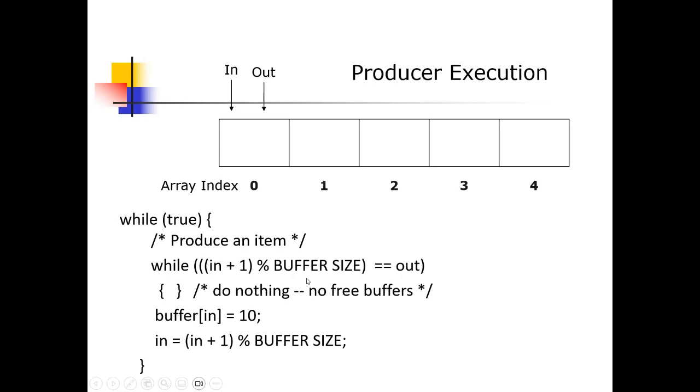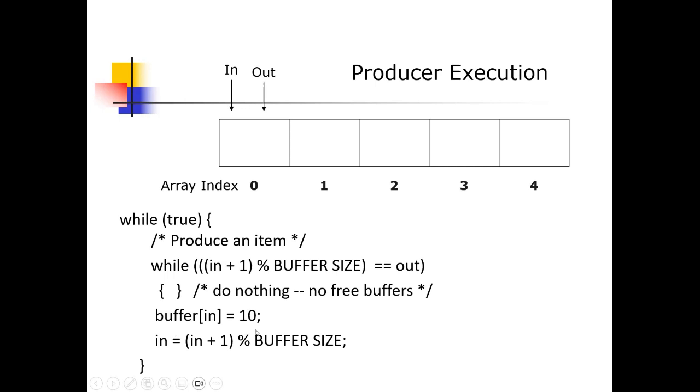When you take the modulus, you take the remainder. When you divide 1 by 5, the remainder is 1. So you take the remainder as 1 and check whether it's equal to out. Out is 0. So 1 equals 0 is false. If this is false, exit the loop.